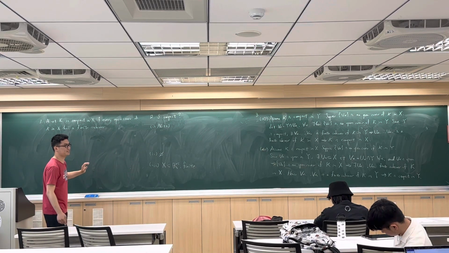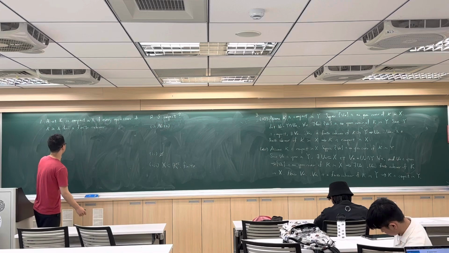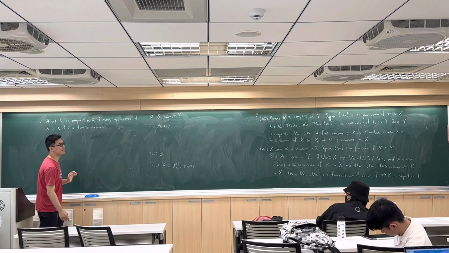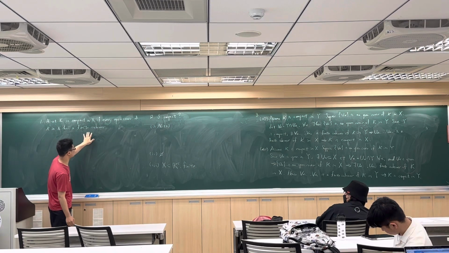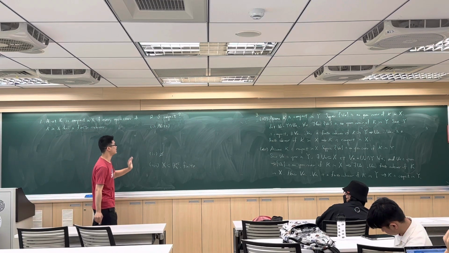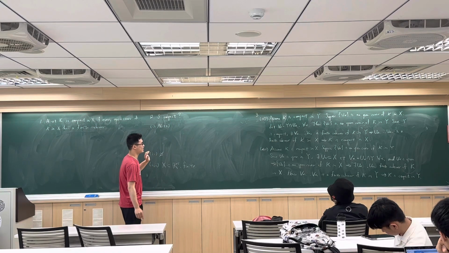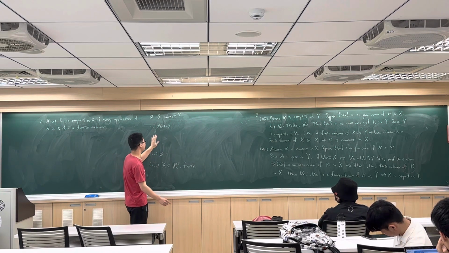So the first problem is the definition of compact set. A set K is compact in X if every open cover of K in X has a finite subcover. Also, the second problem is: is it compact?